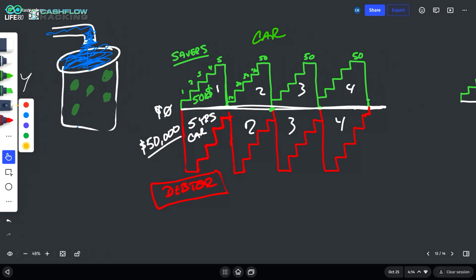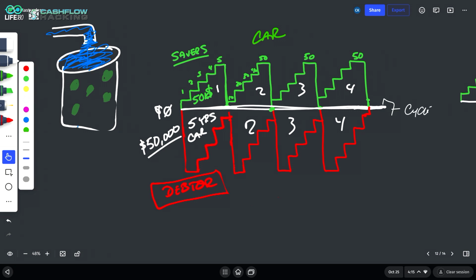The average American buys a new car every 5 years. So every 5 years, you buy a $50,000 car, you pay it back, and boom, you get to zero, you go buy another car, you buy another one, and you can see I did 4 years. The average American has 7 car buying cycles.